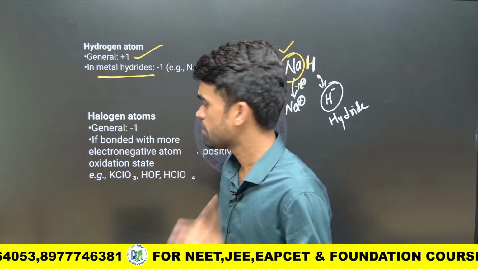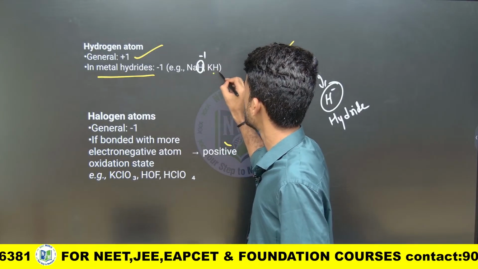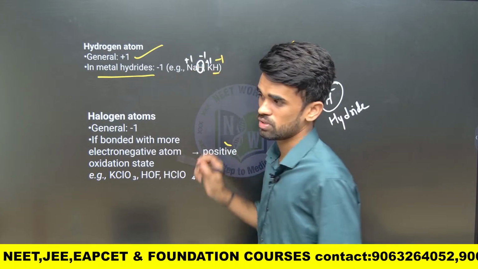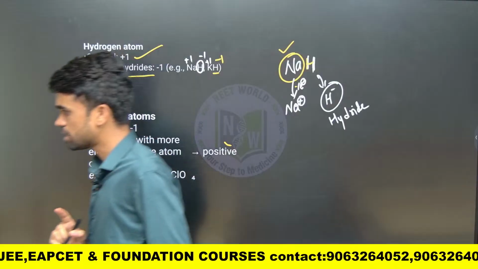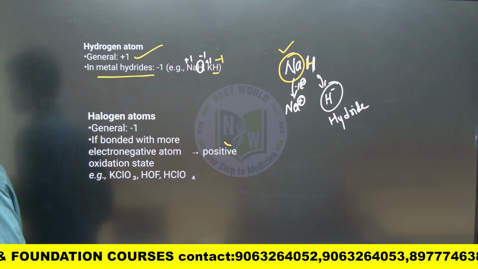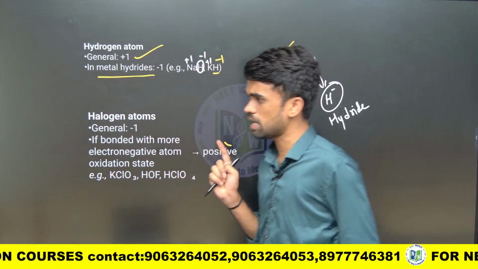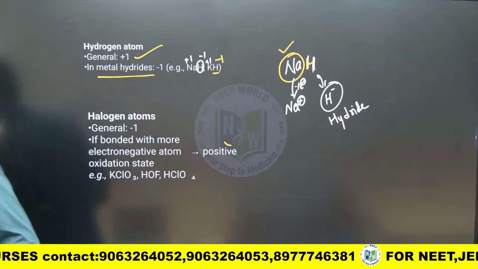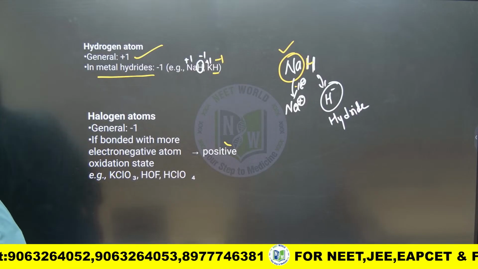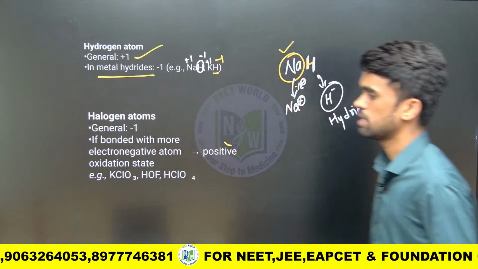Hope it is clear. Here hydrogen will be -1, here also it is -1. Potassium is +1, here also it is +1. Hope it is clear, right? So I hope you are following the class, especially those who are live. Paliwal, I hope you are following the class, right? Next, let us move further.